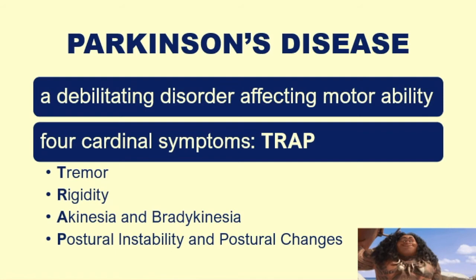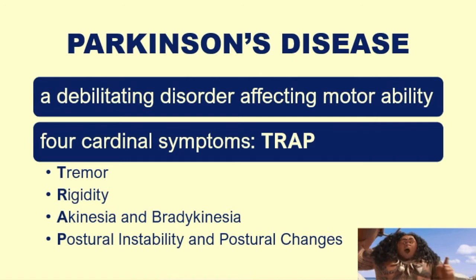So Parkinson's disease, class, take note that Parkinson's disease is a central nervous system problem, and this is related to the decrease of your dopamine. Okay, so it's a debilitating disorder affecting motor ability. So you highlight motor ability because there are no sensory problems related here. Oftentimes, the manifestations of your patient are related to motors.